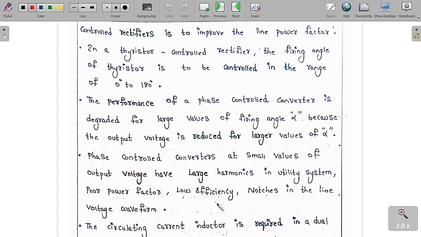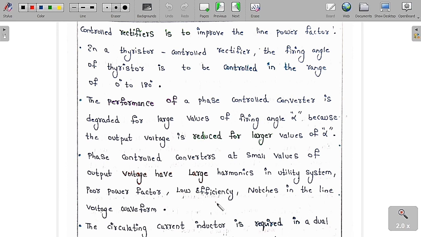Suppose you operate at a huge value of alpha, what is going to happen? The performance will decrease and the average value of the output voltage will decrease. A lot of harmonics are going to be present, poor power factor, low efficiency, and a non-sinusoidal line voltage waveform. Yes, for a small amount of time, the voltage will be zero. All these things are going to be present.